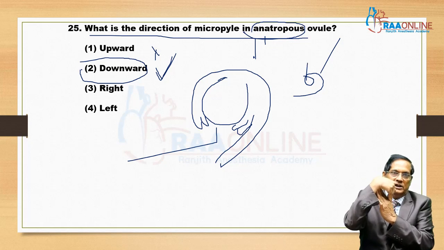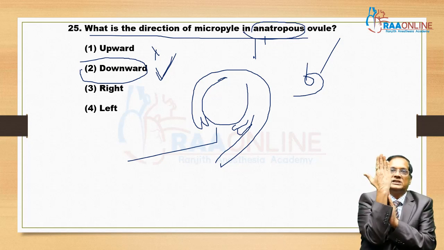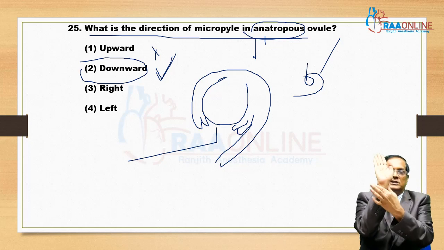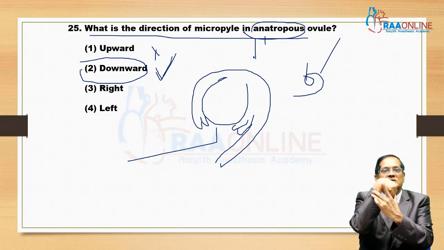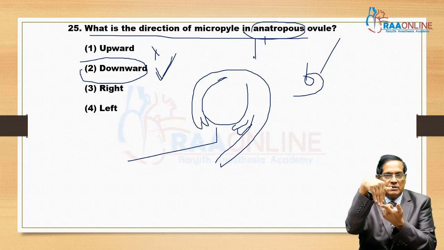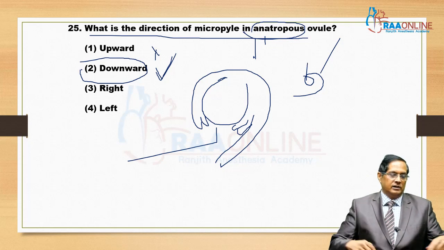The body of ovule is bent over the funicle in this manner. In orthotropous it is straight. This is body of ovule, this is funicle. In orthotropous ovule the body is straight, whereas in anatropous ovule it is placed inverted. So the direction of micropyle is downward.